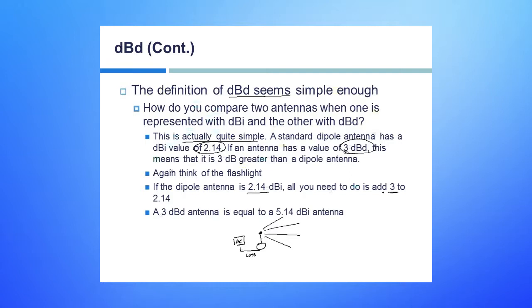The gain is the power, and by adding it together, what you get is a dBi of 5.14, because we're adding basically 3 points to the gain of that power. And that 3 points could be because of focusing that signal in one direction.